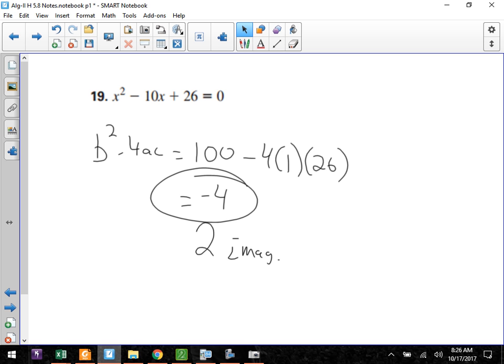Whereas if you have 1 solution, that just means you touch the x-axis at 1 spot. That's when you have like x plus 3 squared, so it only occurs at negative 3. You can't have that happen with imaginaries, because there'll always be a positive solution and a negative solution. Does that make sense?